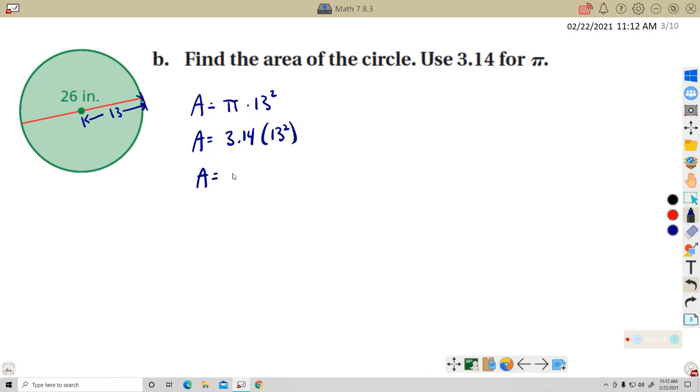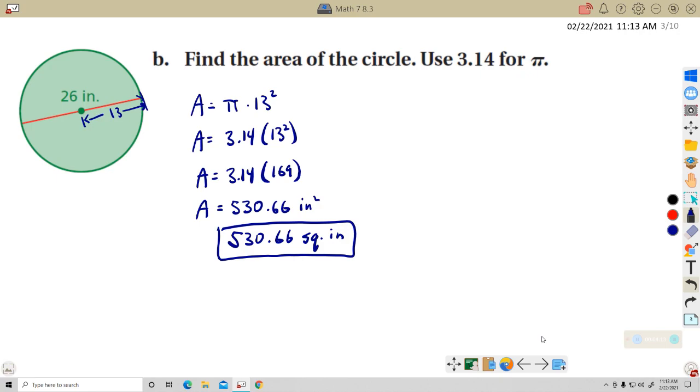Let's simplify this. This is not too bad. Area equals 3.14. 13 squared, I believe, is 169. So we have to multiply 3.14 times 169. Pulling out my handy dandy calculator, 530.66. And this is inches squared, or really square inches, I should write for you guys. 530.66 square inches.